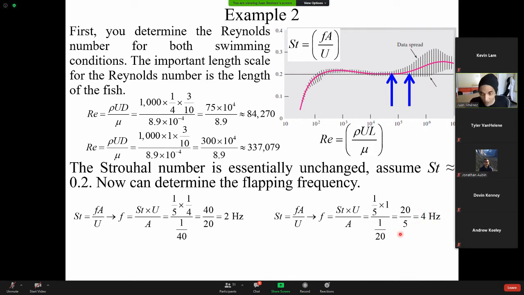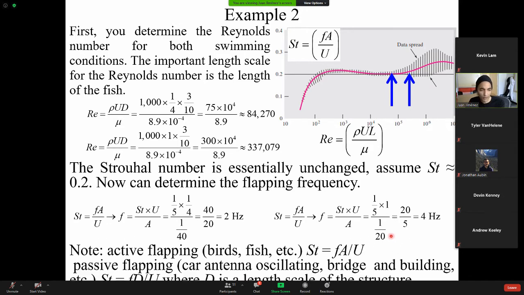So this is really cool, to be able to just do an experiment. You don't even have to measure the frequency. Just by looking at the Strouhal number, you have an idea of what your frequency will be. This is very powerful. This problem applies to an oscillating antenna on a car, a bridge, like we saw when it was oscillating, and buildings when they oscillate with the wind. This is why using a non-dimensional approach is very, very powerful.